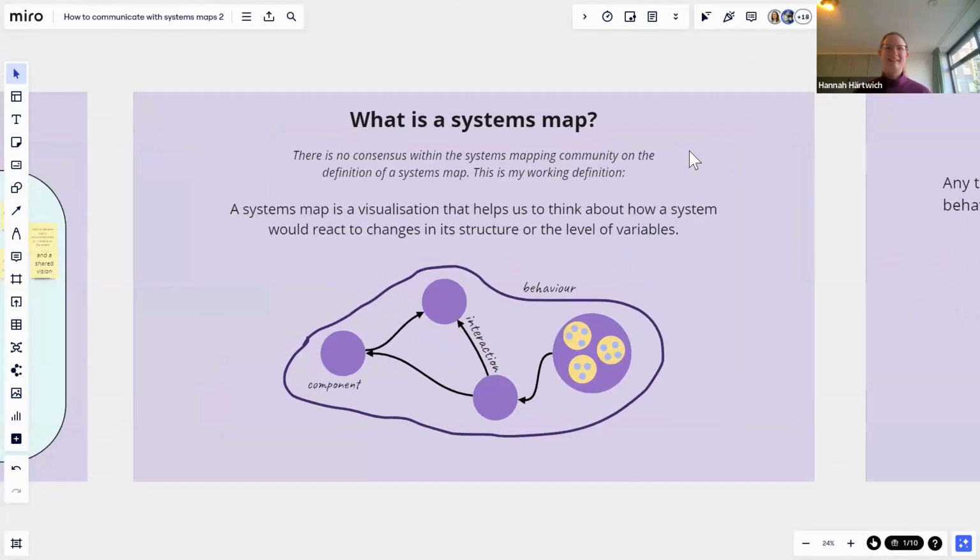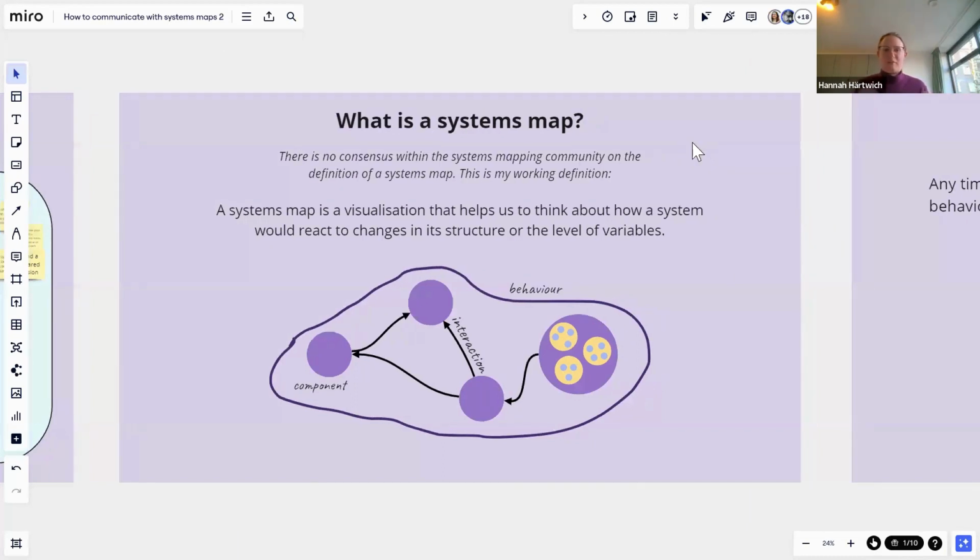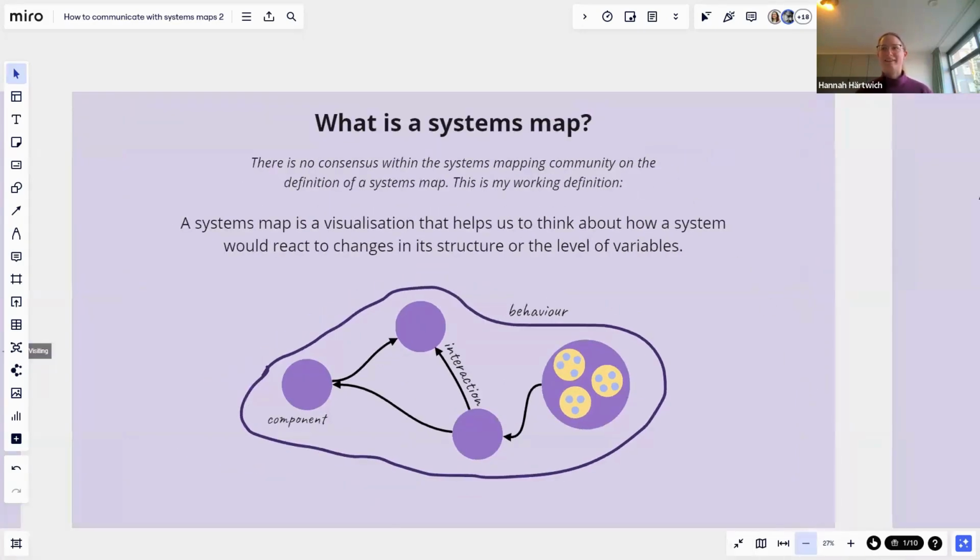And taking a little bit of a step back, talking about what actually is a systems map? There's actually no consensus on one correct definition of what a systems map is within the systems mapping community. So my own working definition is that a systems map is a visualization that helps us to think about how a system would react to changes in its structure or the level of variables. And that is definitely quite a broad definition.